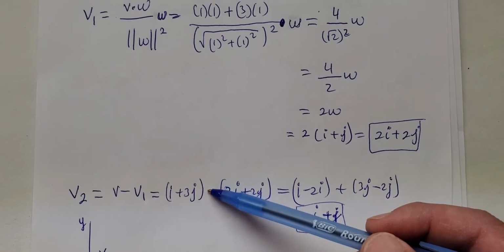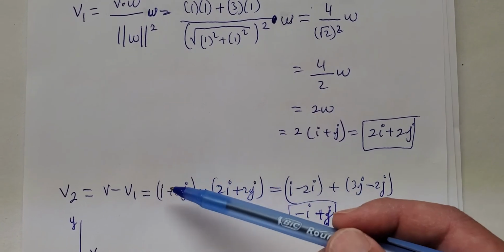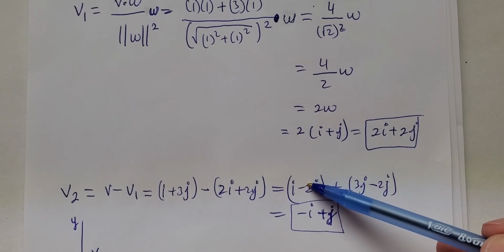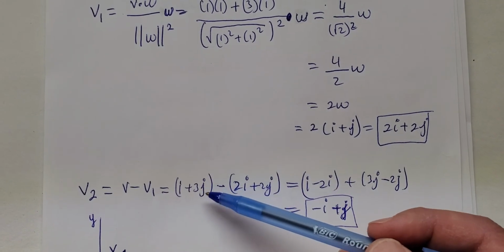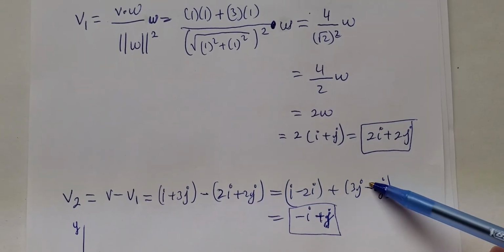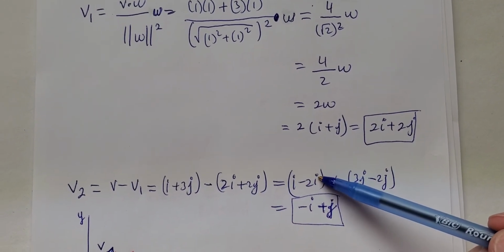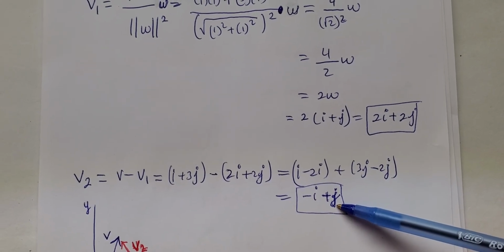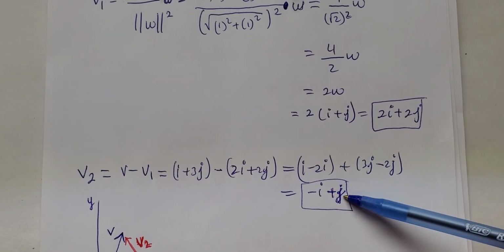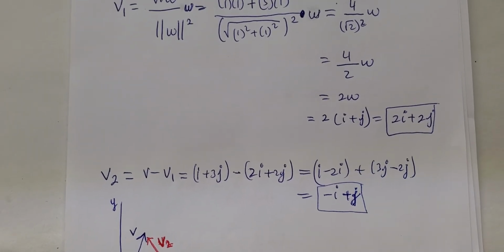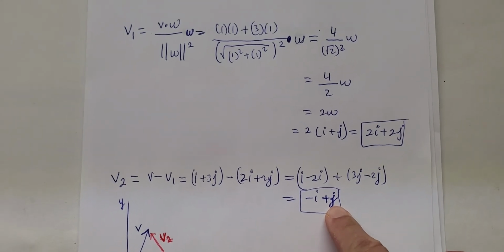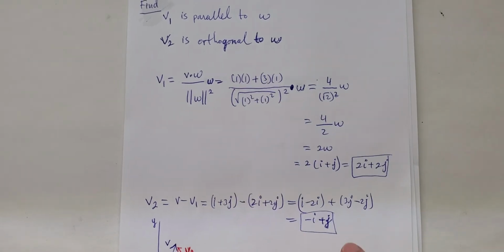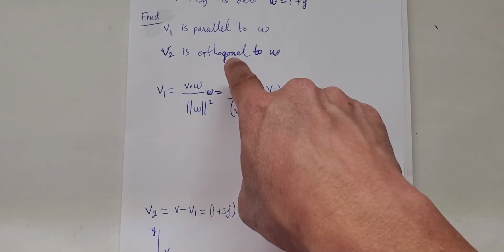So I minus 2I, don't forget the negative, that's right here. And then 3J minus 2J, that's here. So 1 subtract 2 gives me negative 1, and 3 subtract 2 gives me 1J. So negative I plus J. This is the second vector that we are looking for, which is perpendicular to W.